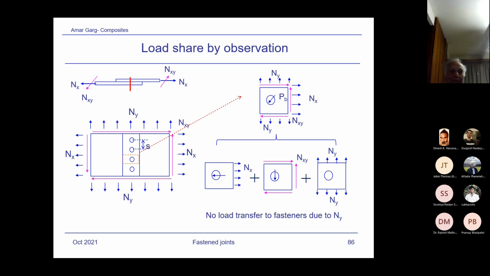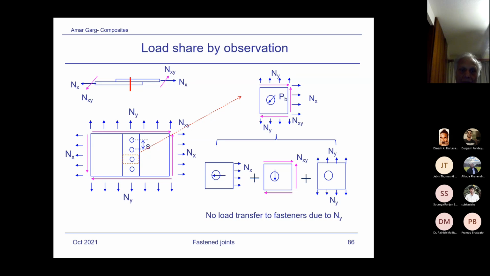Okay, now load share by observation. I was just trying to show, suppose you have a case here, single fastener, this single row of fasteners, multiple fasteners. Now suppose you have NX load coming, so NX, NXY, and NY normal to this one. So what we are saying is, from this strap to this strap, the load has to be transferred. Equilibrium has to be satisfied, the same loads.